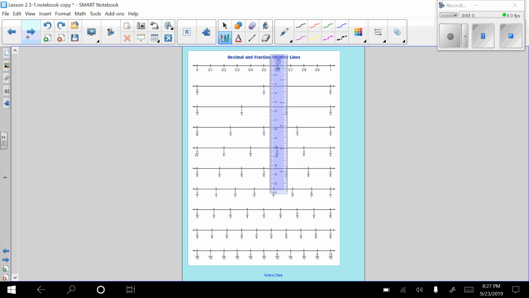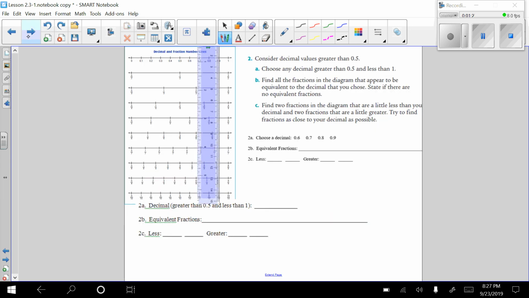Here is an example, and here's a ruler that we can move around to find equivalent fractions or things that are the same. When I look at 0.5, I can see if I put that next to it, 1/2, 2/4, 3/6, they all are equivalent to 0.5.